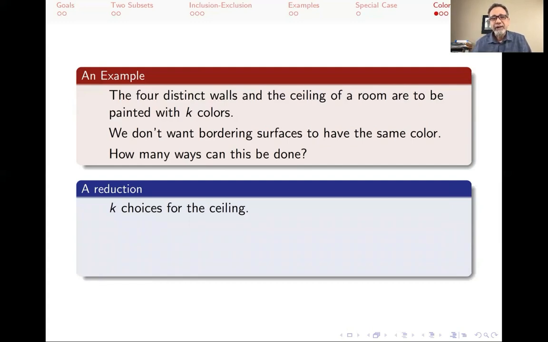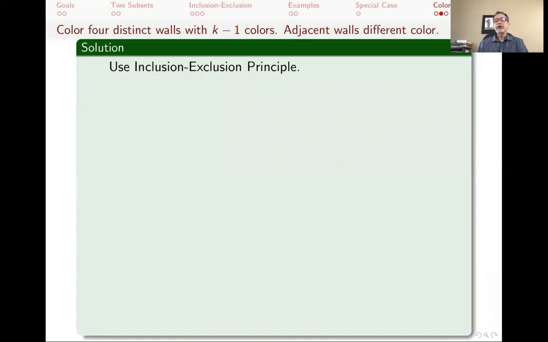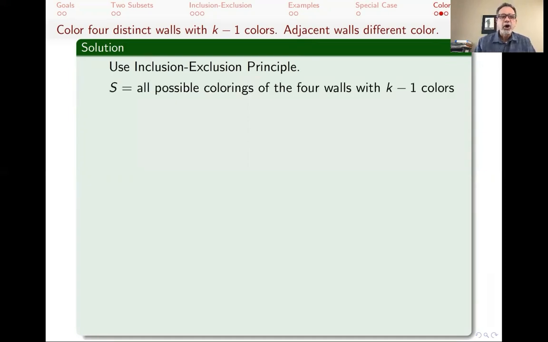So as long as we figure out how to color the walls using K minus 1 colors, so that the adjacent walls don't have the same color, then we have to multiply the answer by K. And we're going to use the inclusion-exclusion principle. Always we have an ambient set, and the subsets are the things we don't want. S is going to be all possible colorings of the 4 walls with K minus 1 colors, regardless of whether or not they satisfy our condition. Among these would be the case where you paint all 4 walls green. That's not good because many adjacent things have the same color, but it's one way of coloring it.